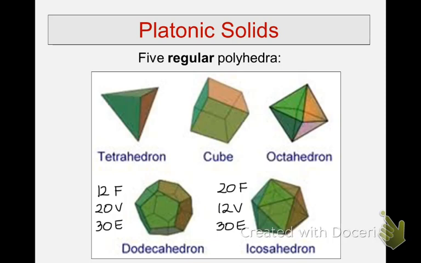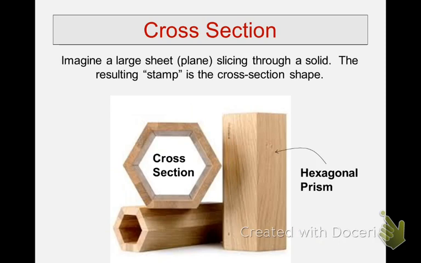Okay? So last but not least, we've got cross sections. A cross section is basically if you took a bandsaw and cut through the figure, what shape do you form? So what shape is this cross section? Hexagon. Now, if I cut the shape, picture if I took my bandsaw and I cut it vertically. Am I still going to get a hexagonal cross section from that? Nope. What shape am I going to get if I cut through this?